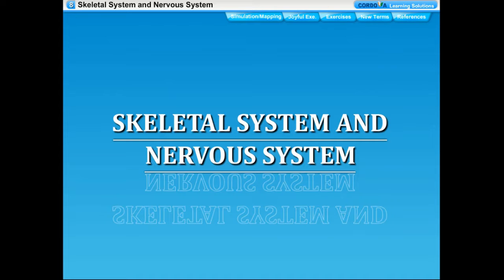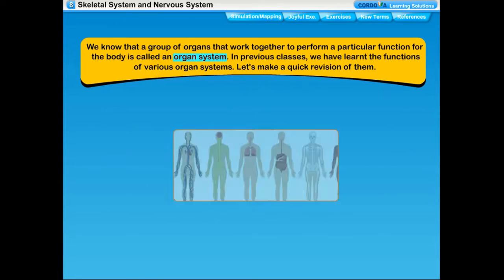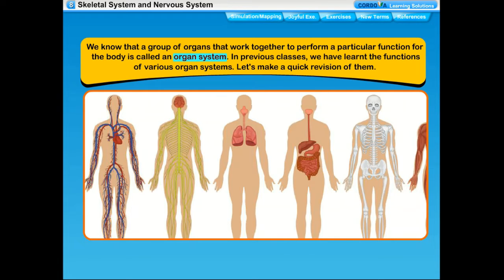Lesson 8. Skeletal system and nervous system. We know that a group of organs that work together to perform a particular function for the body is called an organ system. In previous classes, we have learnt the functions of various organ systems. Let's make a quick revision of them.